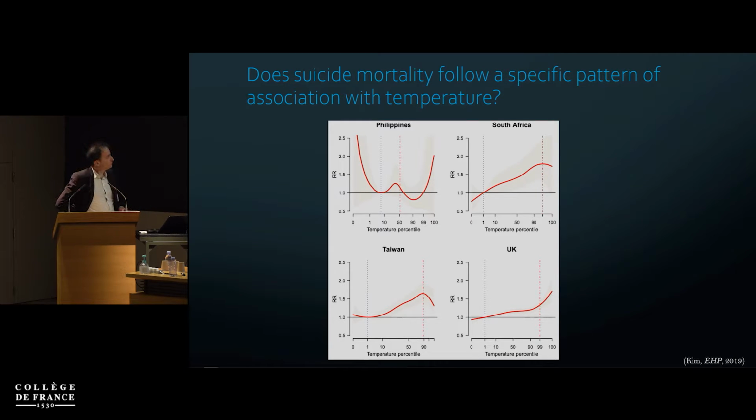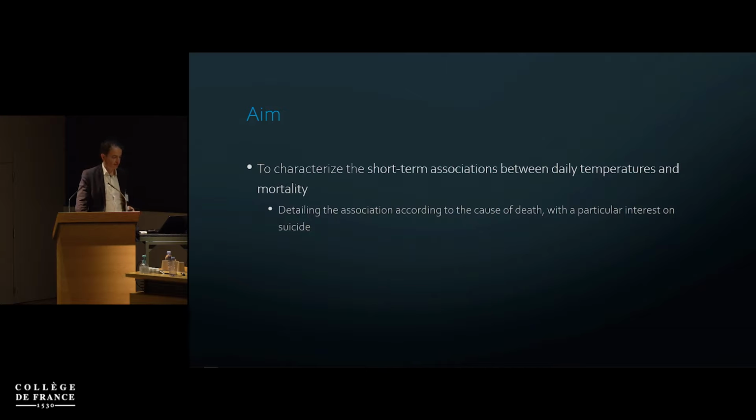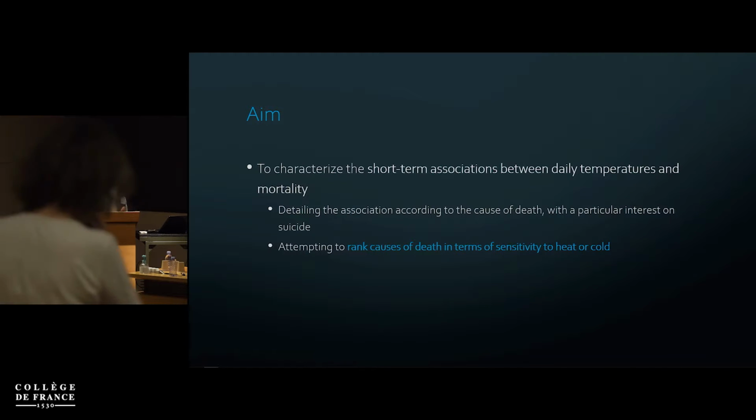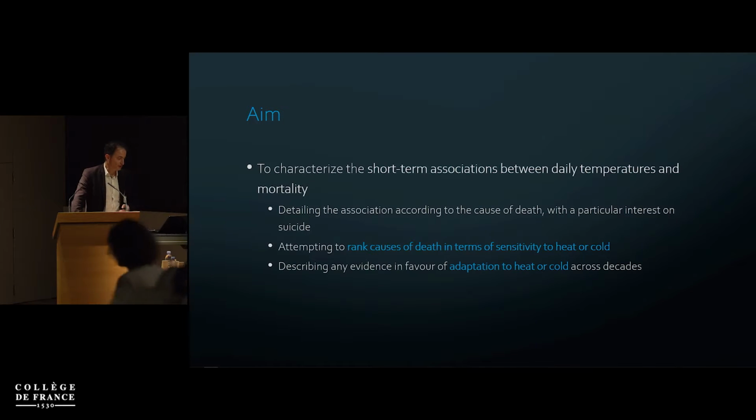So there's a need to have a more specific look at this, and for that reason we undertook this study about the short-term association between daily temperature and mortality, detailing how the association varies according to the cause of death, with a particular interest on suicide mortality, attempting to rank the causes of death in terms of sensitivity to heat or cold, and trying to identify any evidence regarding the adaptation of the French society, in our case, to heat or cold across decades.